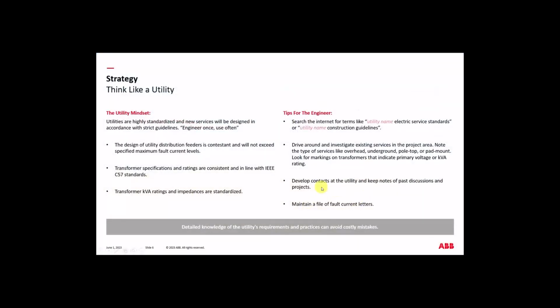and then develop some contacts at the utility, especially if you work in a certain region. Try to develop some decent contacts. They'll give you some hints on how they do stuff. And whenever you do get fault current letters, just keep them in a file so you can reference them again, because you can end up on a project that's very similar and get the same answer.